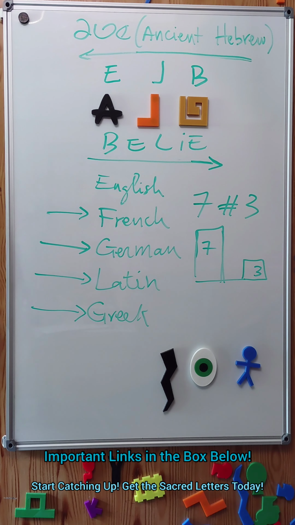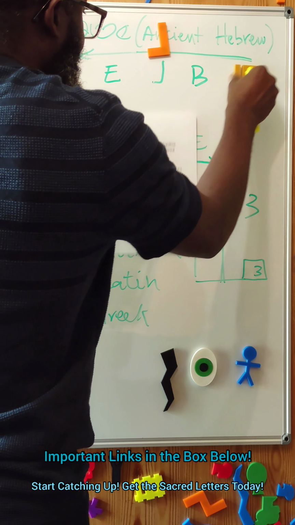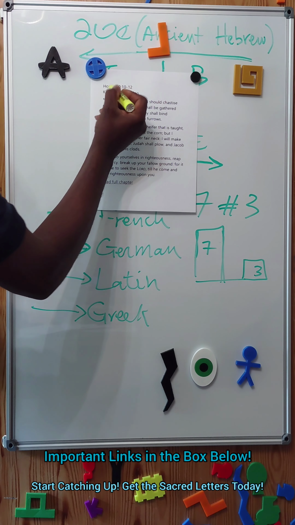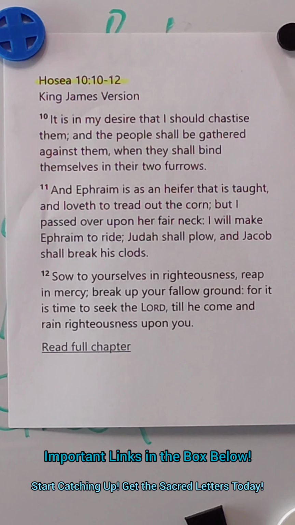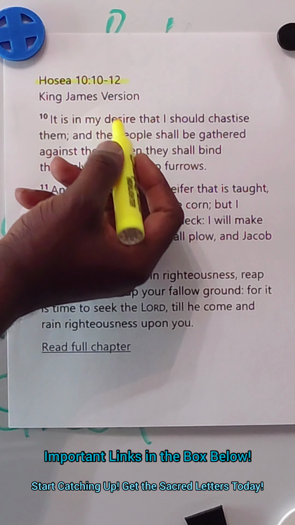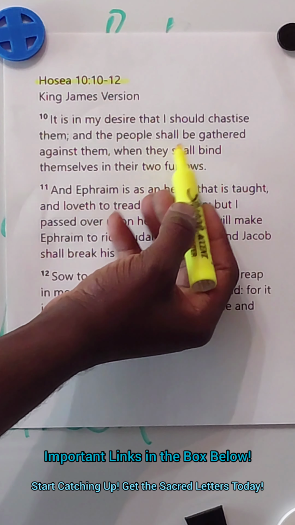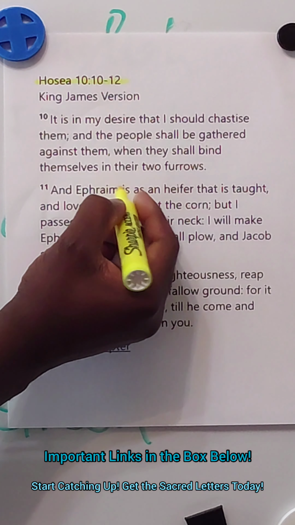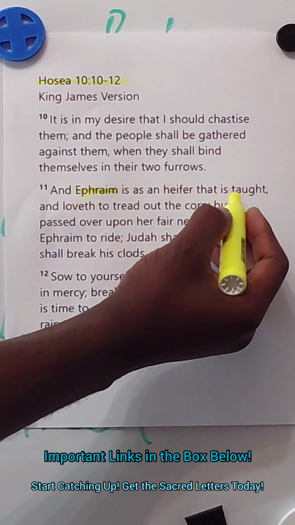And look at the prophecy. So this is what the prophecy says. Hosea chapter 10, verses 10 through 12, King James Version. The prophecy states, it is my desire, this is what Yahweh is saying, that I should chastise them. Who are them? The Hebrew people, okay, our people. And the people shall be gathered against them when they shall bind themselves in their two furrows. Watch. And Ephraim is as a heifer, okay? That is what? Taught.